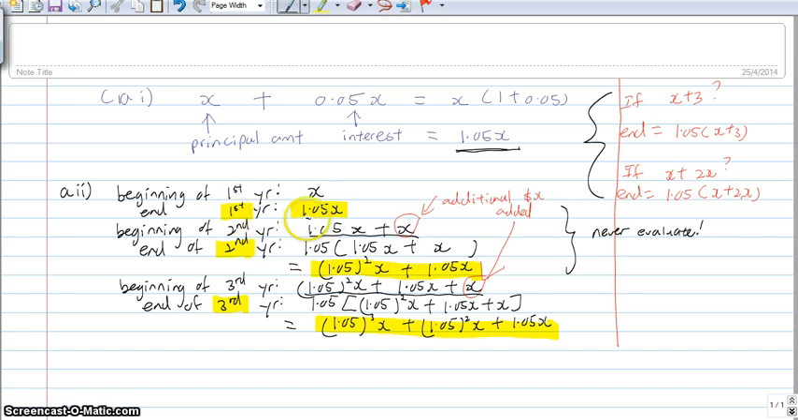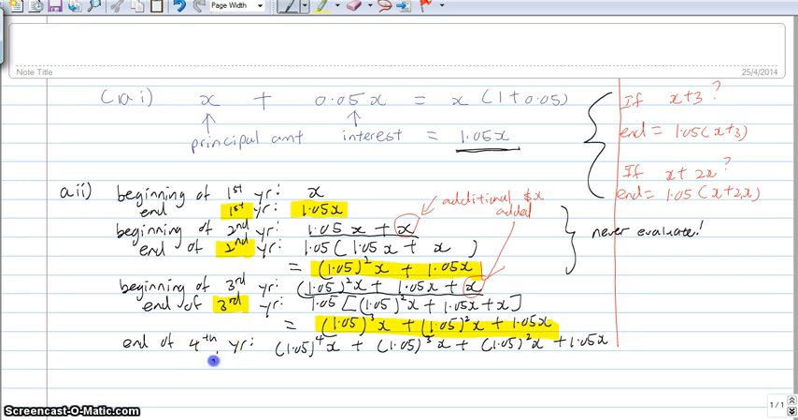When I have the first year, I have 1.05x as one term. Second year, I have two terms there: 1.05 squared x plus 1.05x. Third year, I have three terms there, and I start from 1.05 cubed x plus 1.05 squared x, then plus 1.05x. So you can deduce, the fourth year, what will it be like? End of the fourth year. Based on this pattern, I should have 1.05 to the power 4 x plus 1.05 to the power 3 x plus 1.05 squared x plus 1.05x. You see the pattern?